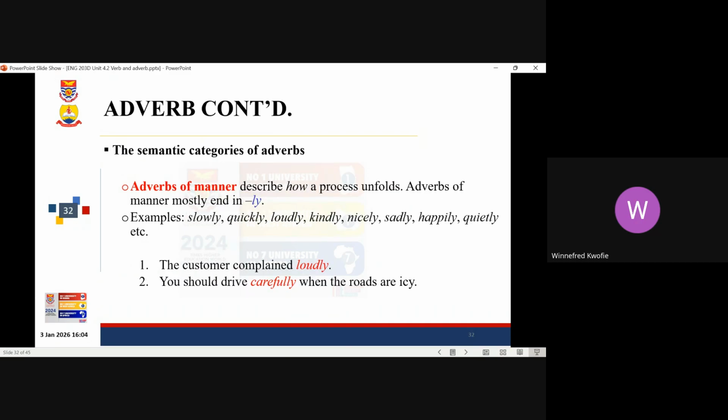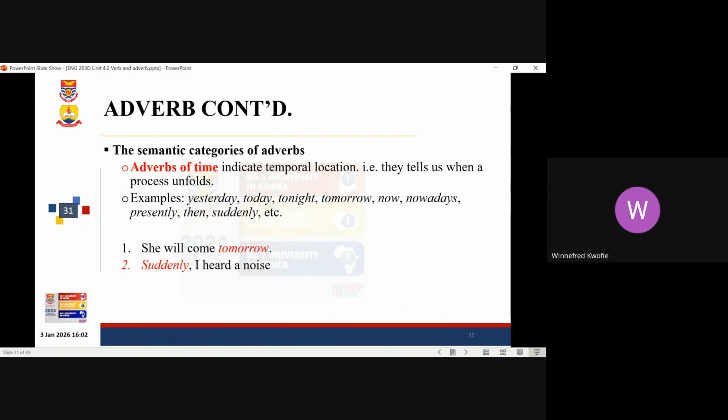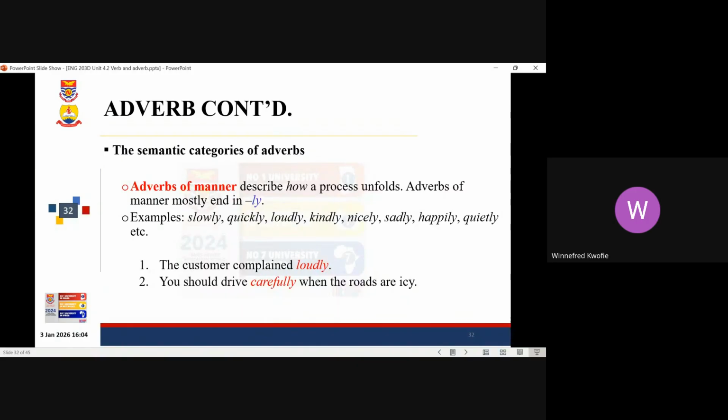Adverb of manner. That describes how, while adverb of time talks about when. Adverb of manner indicates how: slowly, quickly, loudly, kindly, nicely. The customer complained. How? The customer complained, but how was the complaint made? How was it done? It was done loudly. You should drive, but how should you drive? Carefully. So the adverb of manner answers the question how.